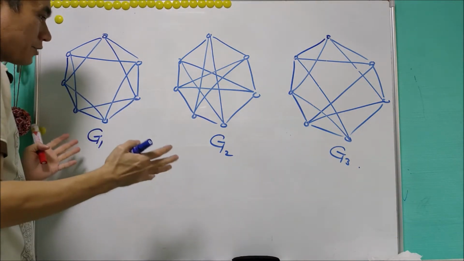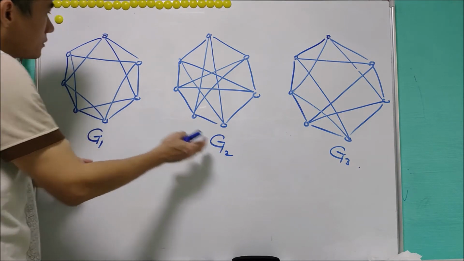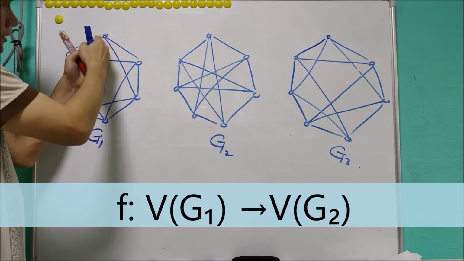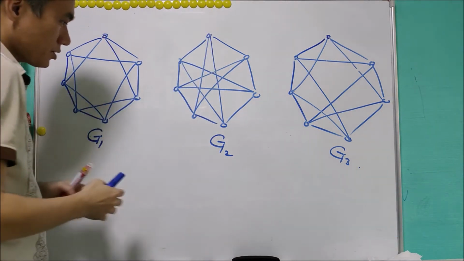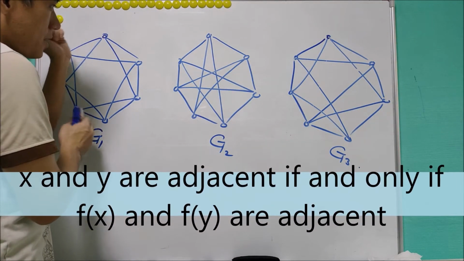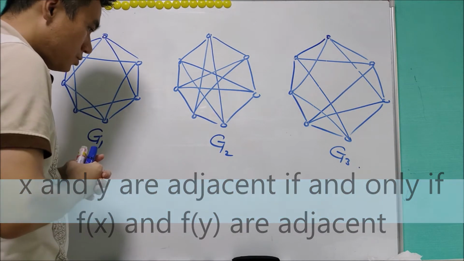For two graphs, let's say G1 and G2, to be isomorphic, we are always able to find a mapping from the vertex set of G1 to the vertex set of G2, such that two vertices are adjacent in G1 if and only if the images are adjacent in G2.